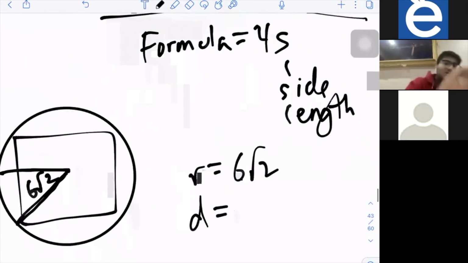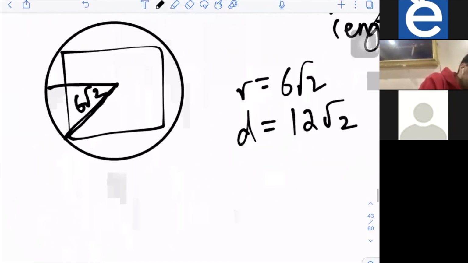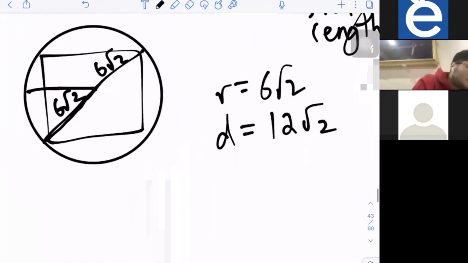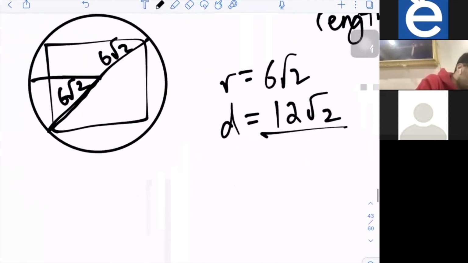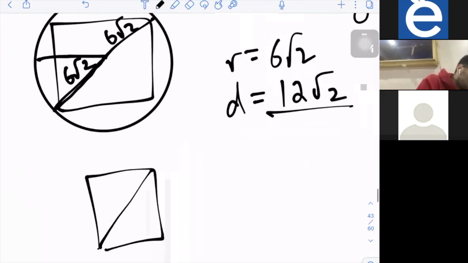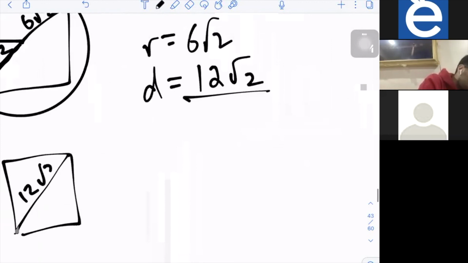Our diameter is twice the radius, which is 12 radical 2. So this would be another 6 radical 2. You just multiply it by 2, and you get the diameter is 12 radical 2. And now if you want to separate the square, we know this entire length is 12 radical 2, and both of these sides have to be the same. And we have to know that this is a right angle, because in a square, all the points I made up are right angles.